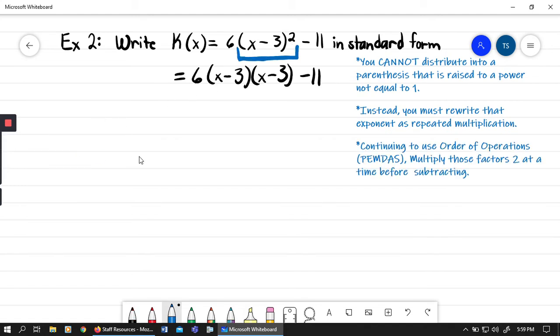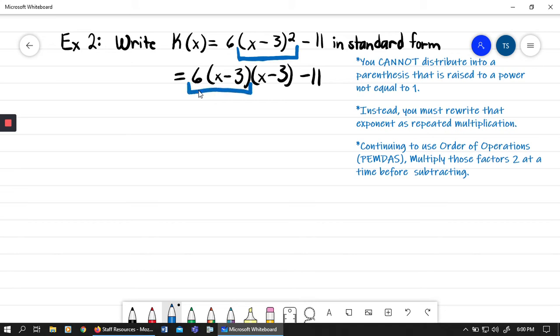So now we need to continue using the order of operations, that PEMDAS, and multiply those factors two at a time. Because remember, you can only multiply two things at a time. Continue to multiply those factors two at a time before you do any subtracting, because you need to follow order of operations. You don't subtract before you multiply. So let's multiply these first, and after we finish multiplying, we can subtract.